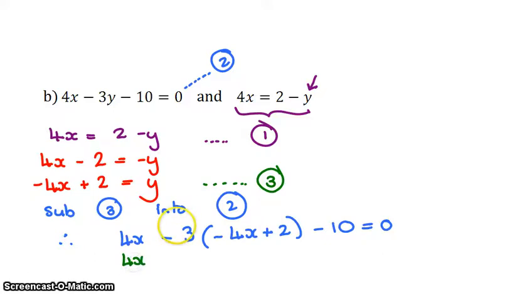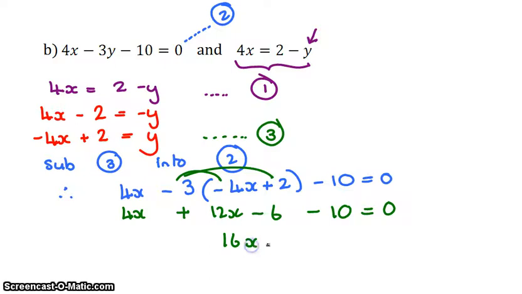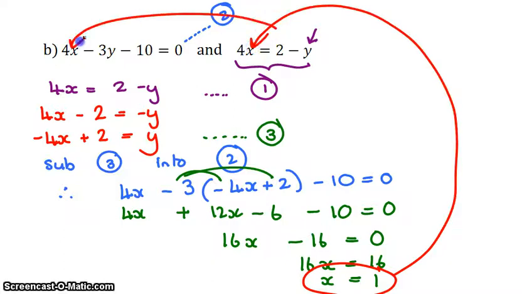So 4x plus 12x minus 6 minus 10 equals 0. To collect up like terms, I have 16x minus 16 equals 0. Add 16 to both sides, divide by 16 on both sides, and I get x is equal to 1. Now this x is equal to 1 can go into any of these equations. You can put it in there, you can put it in there, or probably the easiest thing to do would be to put this x is equal to 1 into this equation, because it already has y as the subject. So that's what I would do.